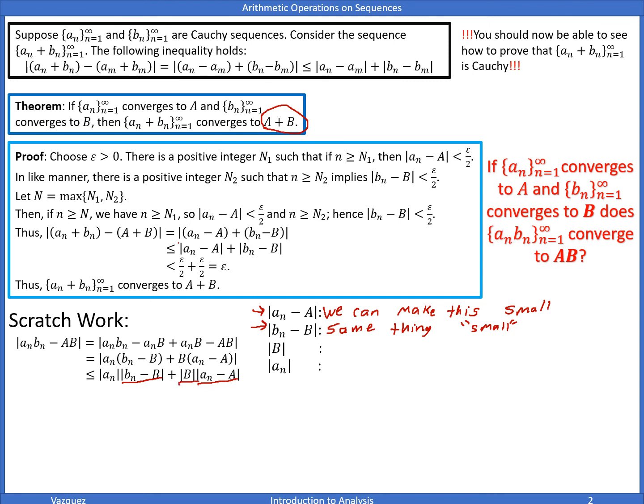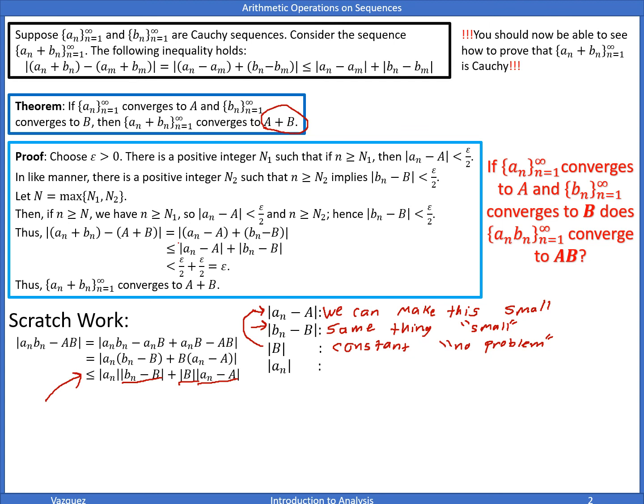What about b? Well, b is just a constant. That poses no problem, because if it's multiplied by this over here, it's just going to get small as well. No problem making that small, because the reason we're making this small is because we want this to be less than epsilon.